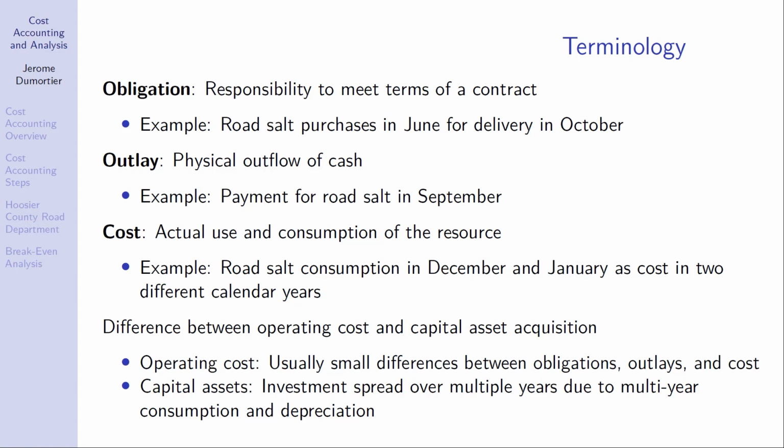So usually if you're purchasing a large capital asset, think about the road salt example here, when you're actually purchasing the truck to spread the salt on the road, then that investment is spread over multiple years. And you also have a multi-year consumption of that asset and also depreciation. Okay, so here we may have the outlay, the physical outflow of cash when we are purchasing the asset, but then the cost is going to be spread over multiple years.